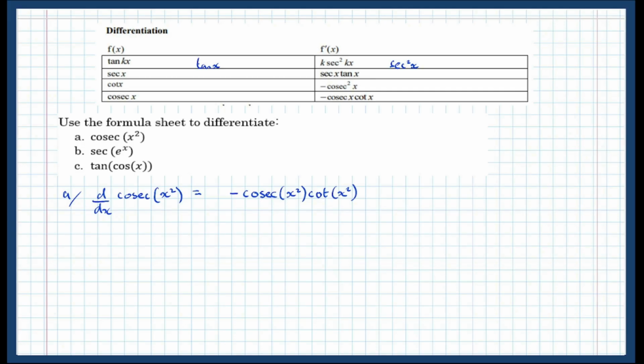However, it's a bit more complicated than just differentiating cosec x, because it's a function, x squared, wrapped in another function, cosec. So in this case, the chain rule applies. So we need to times by the differential of the bracket, which in this case is 2x, which gives us minus 2x cosec of x squared cot of x squared. So remember, differentiate the full thing from the outside with the chain rule, then go inside and times by the differential of the bracket. So part B, sec of e to the x.